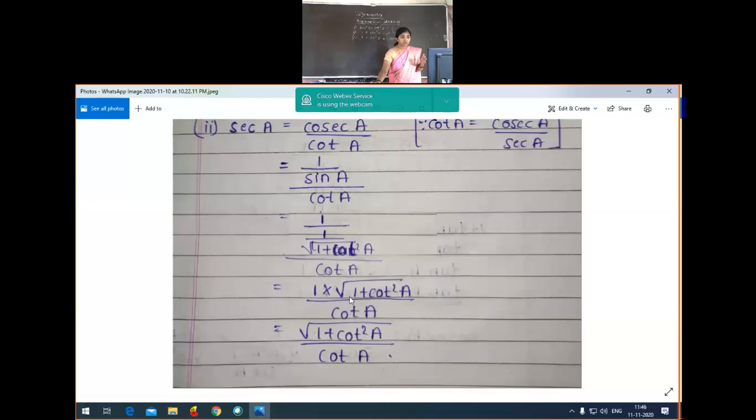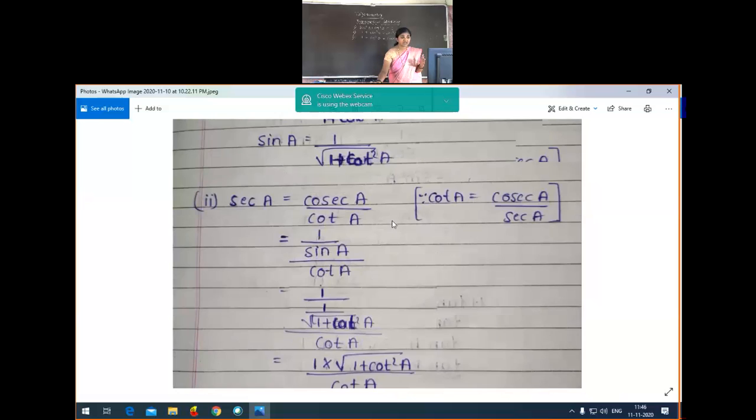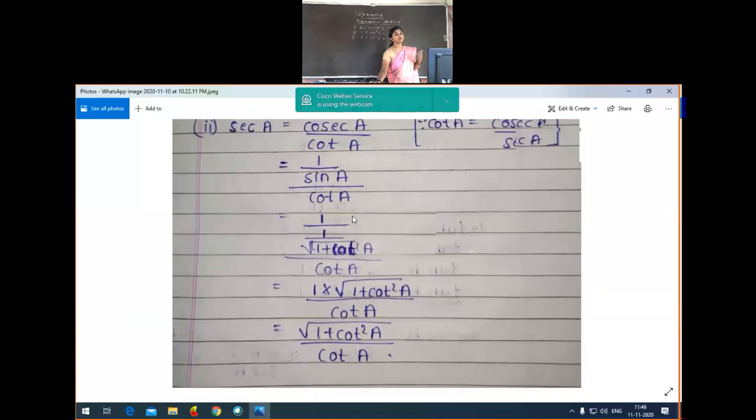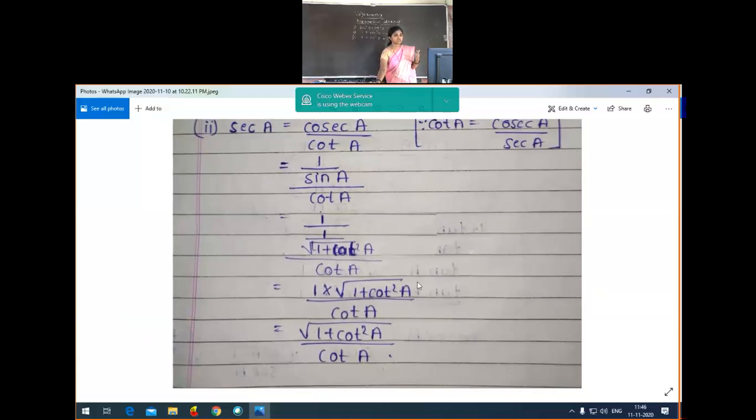We have to take the relationship first, cosec by sec, then sec is equal to cosec by cot. Then cosec is 1 by sin A, cot as it is. In place of sin A we substitute the first result, so then you will get the cot form. Is that clear? So this is about the first main second question.